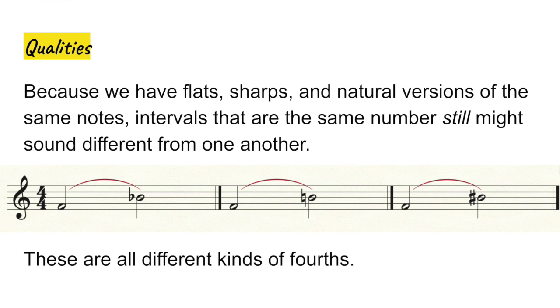Okay, I just want to point out that this next part exists, but we're not going to go into it today because things would normally get a whole lot more complicated here. Because we have flats, sharps, and natural versions of the same note, like B flat, B natural, and B sharp, intervals that are the same number still might sound different from one another. Remember that flats lower a note a little bit, sharps raise a note a little bit, so obviously the distance becomes a little different, though the number is still the same.